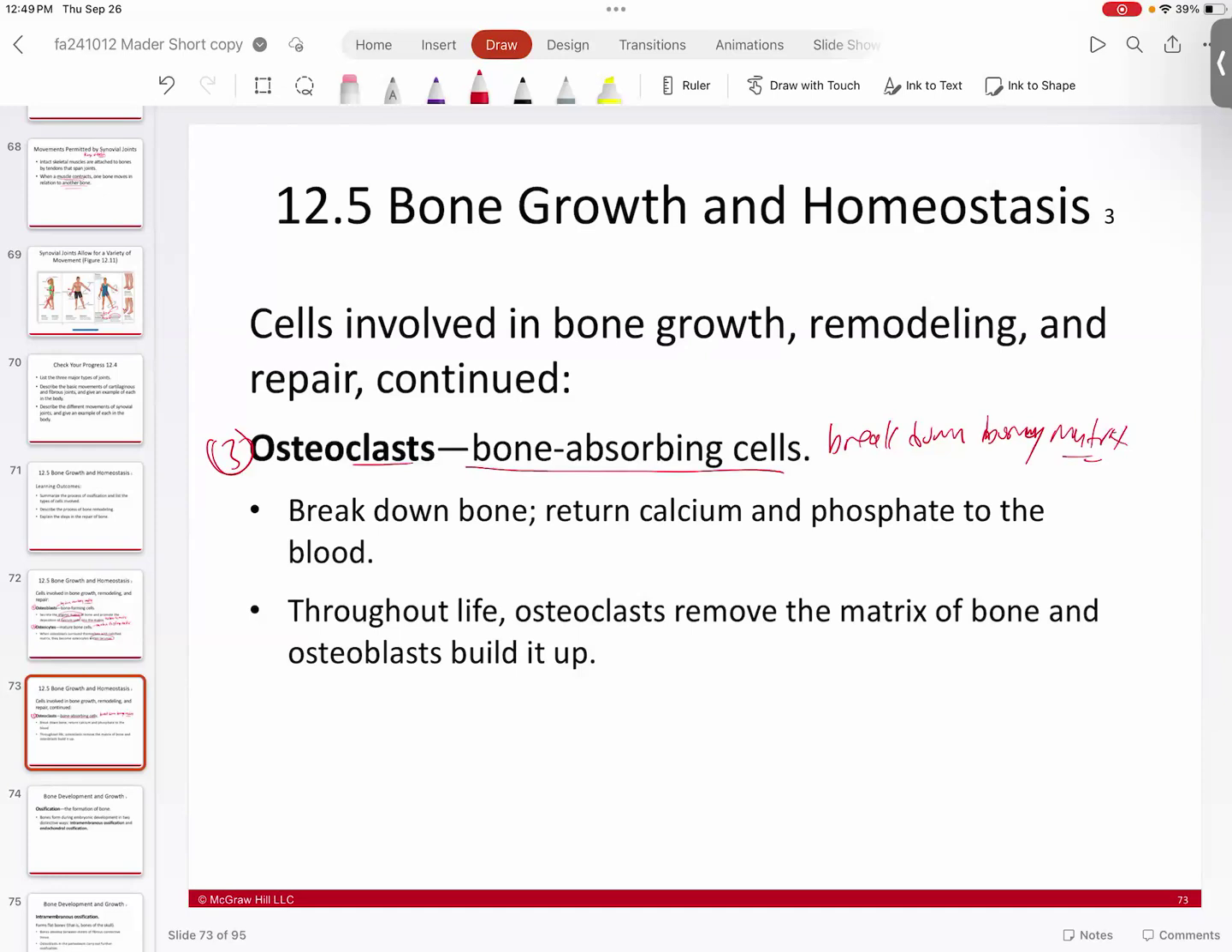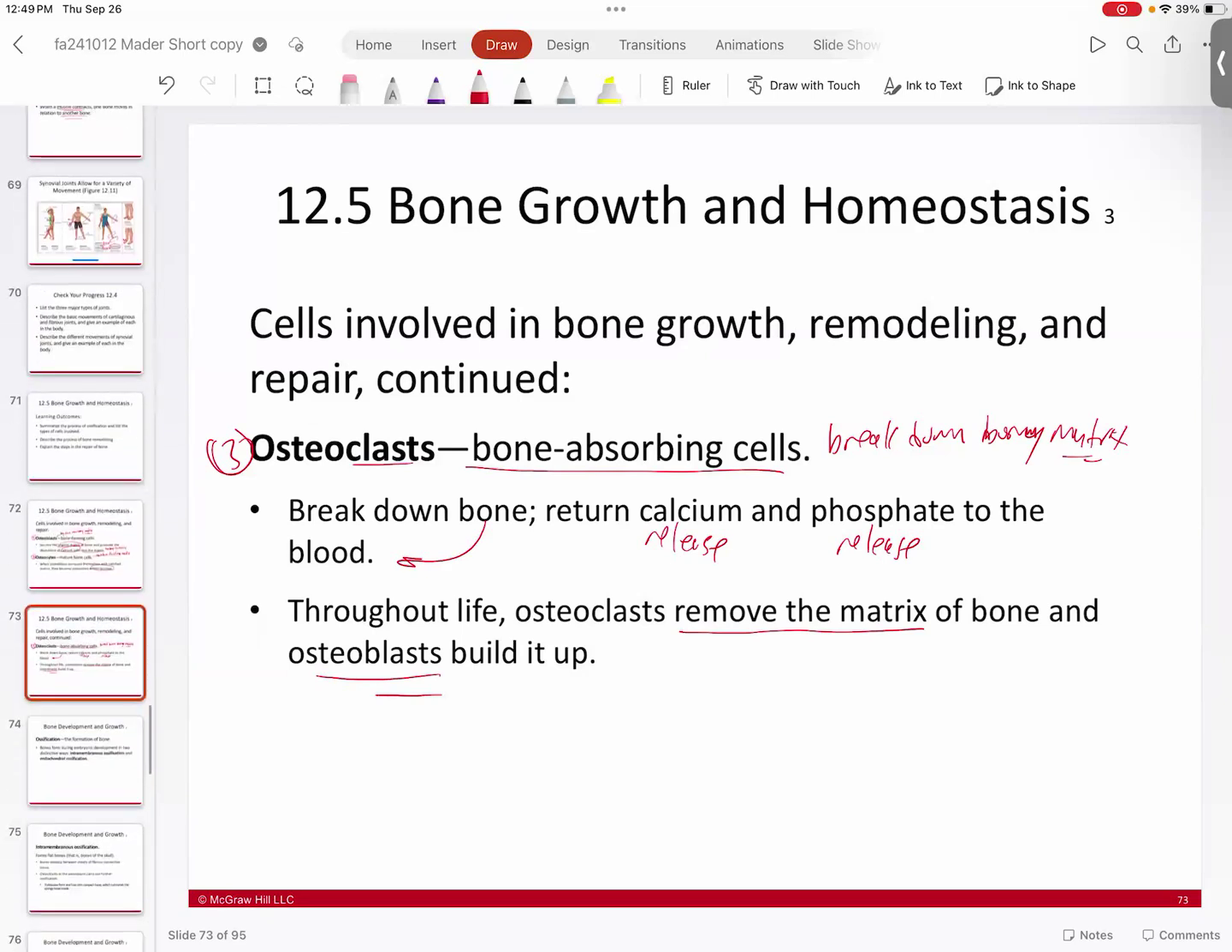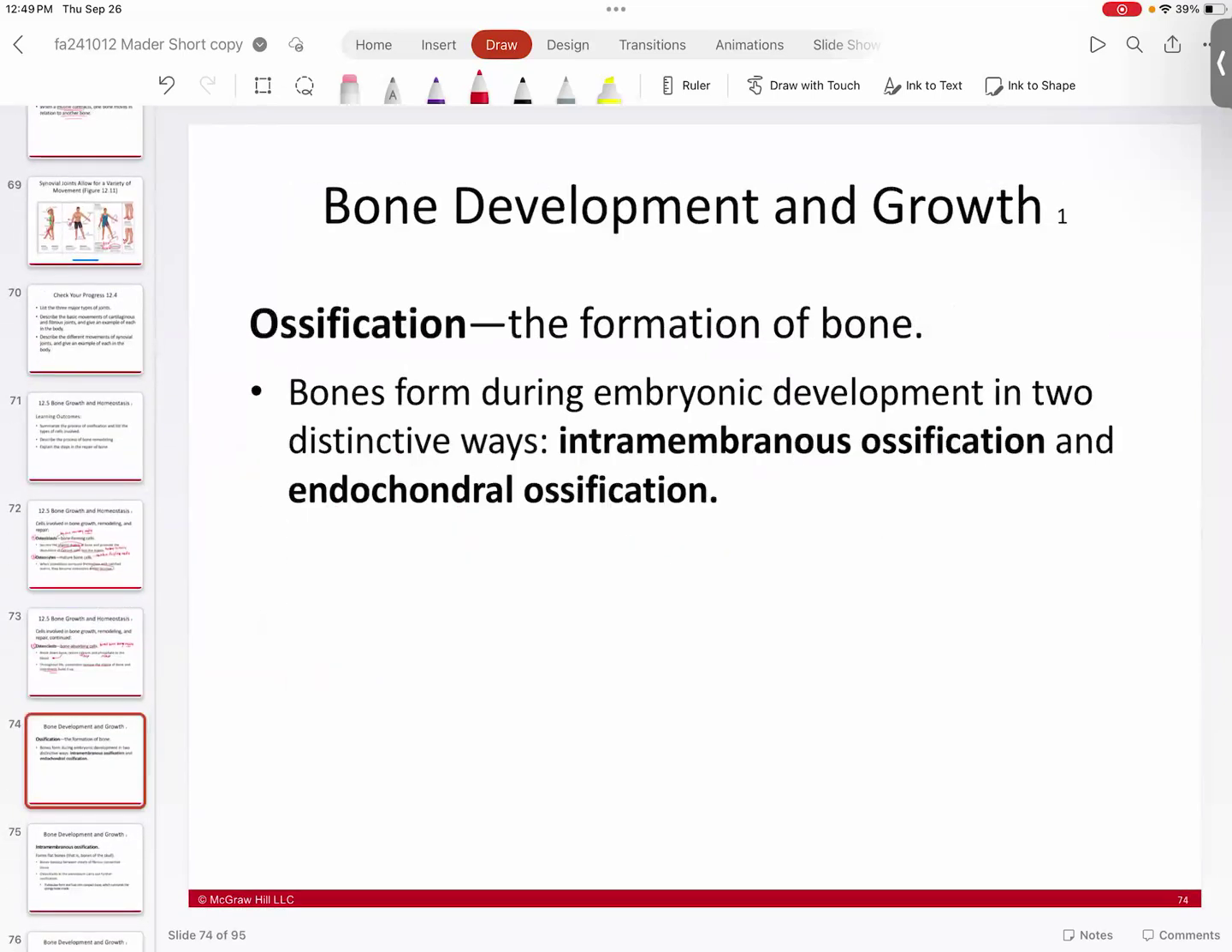And when they break down bony matrix, they release the calcium and the phosphate. And typically that'll go into the bloodstream. And so they're constantly removing bony matrix, and then the osteoblasts will build it up. So there's this kind of give and take. Osteoblasts will lay down bony matrix, osteoclasts will tear it down. So there's this balance between the two.